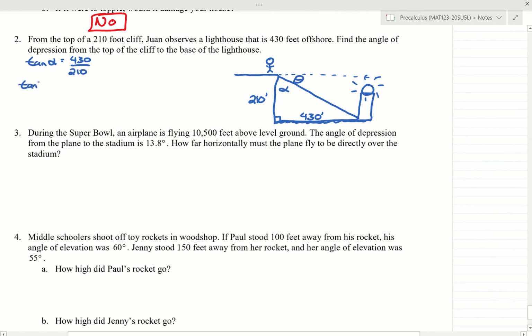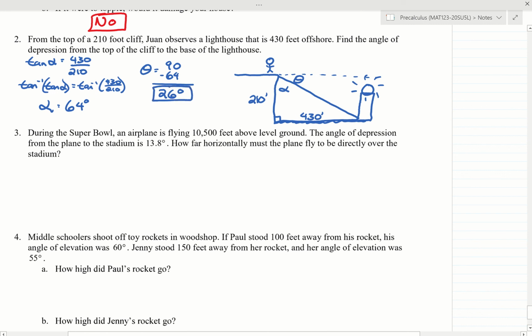And if we want to get an angle, we use inverse trig. If we take the inverse tangent of both sides, we get the alpha angle, inverse tangent of 430 divided by 210, which comes out to 64 degrees. And theta would equal 90 degrees minus 64 degrees, which is 26 degrees. That would be our answer.